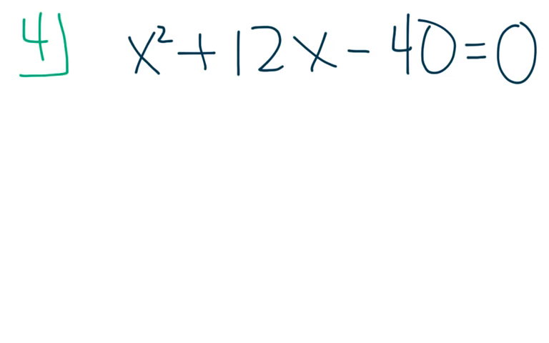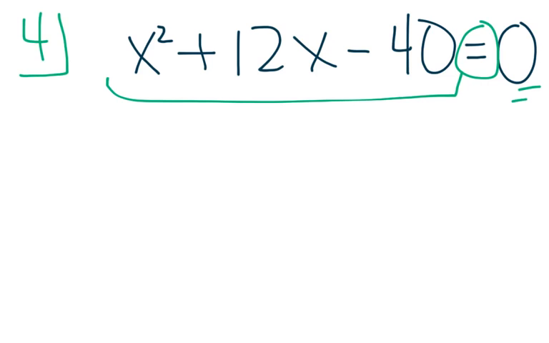We have x squared plus 12x minus 40 equals 0. One thing to note is that it's really important that all three terms are on one side of the equal sign, and you want it to equal 0. If not, then you need to rearrange it. But for now, this is good.